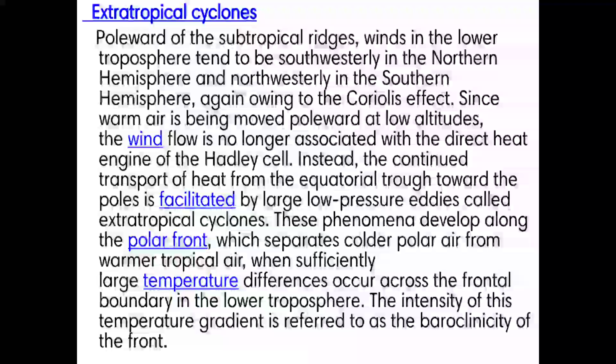Instead, the continued transport of heat from the equatorial trough towards the poles is facilitated by large low pressure eddies called extratropical cyclones. These phenomena develop along the polar front, which separates colder polar air from warmer tropical air. When sufficiently large temperature differences occur across the frontal boundary in the lower troposphere, the intensity of this temperature gradient is referred to as the baroclinicity of the front.